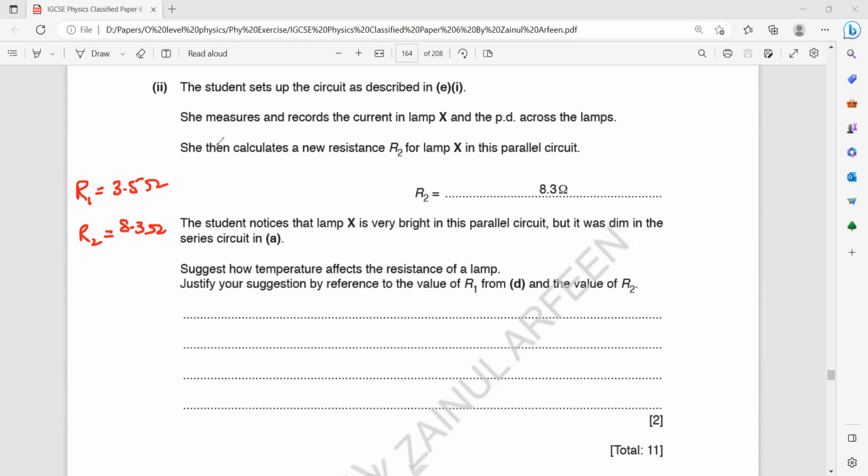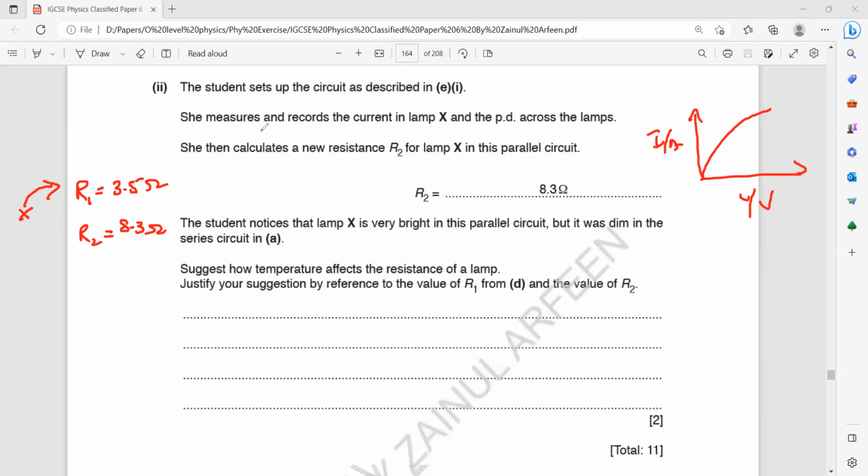In both cases it is the same lamp X, but when lamp X was connected in series, it had a resistance. The resistance of a lamp changes as we use it for a longer period of time, because current produces a heating effect. So resistance does not remain constant. It increases. And if you remember the IV graph for a filament, with current on the y-axis and voltage on the x-axis, the slope decreases, which shows that the resistance is increasing. This is the IV graph for a filament lamp.